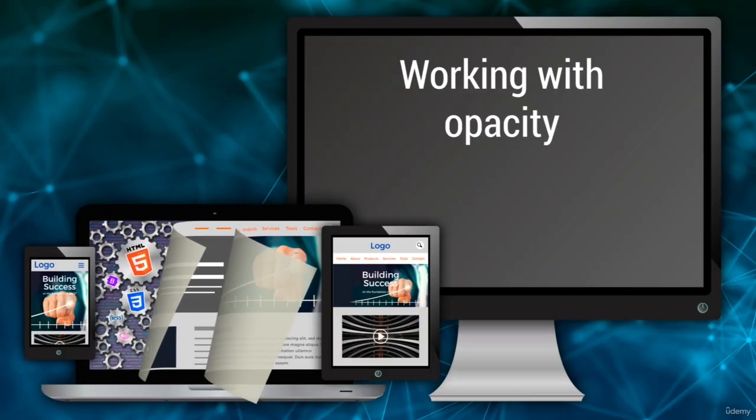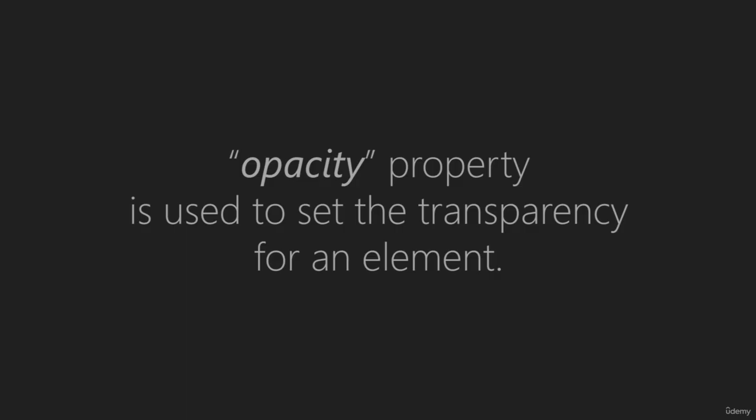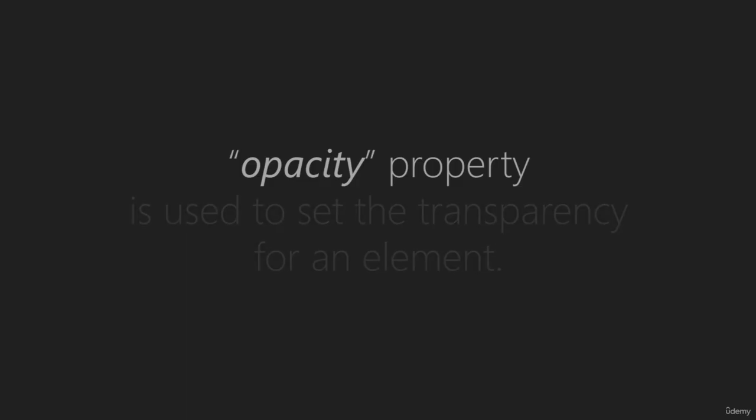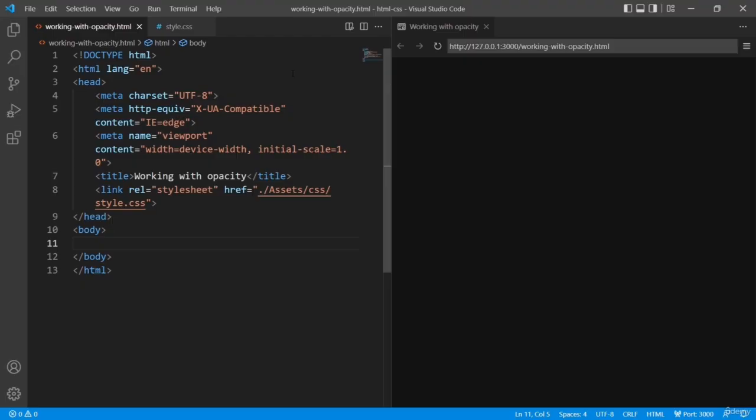Up till now, we have seen the opacity used with RGB, HSL, and hexadecimal values and how it affects the colors. There is a property called opacity which is used to set the transparency for an element. It was introduced in CSS3 to enable the developers to set the transparency of any HTML element. The opacity property controls how opaque an element is on the scale of 0 to 1, that is 0.0 to 1.0. Lower the value, more transparent the element becomes. So let's try to set the opacity of an element using this property.